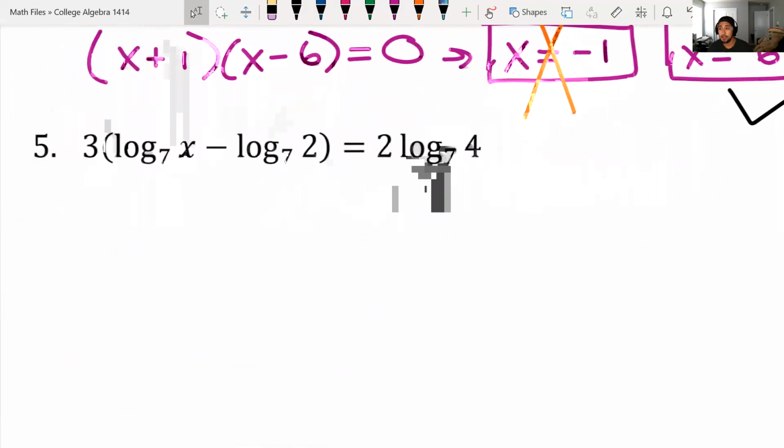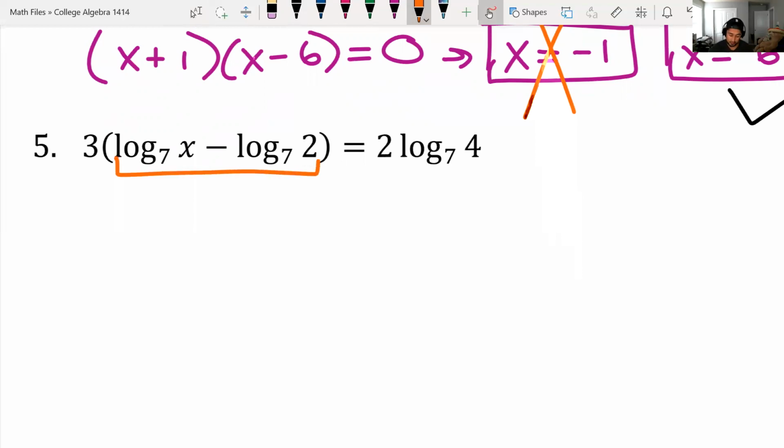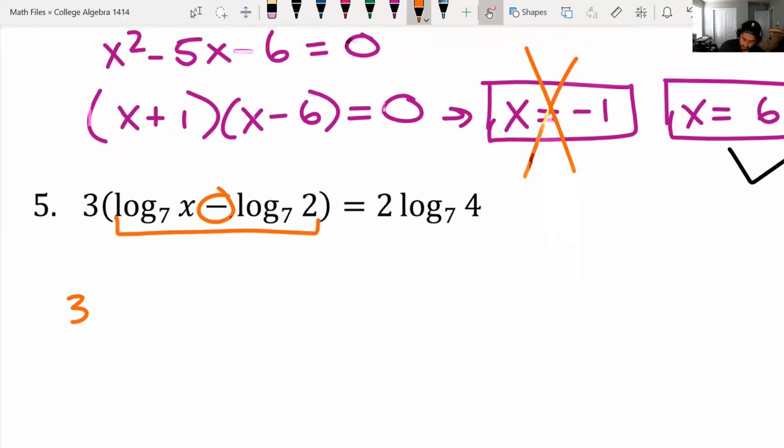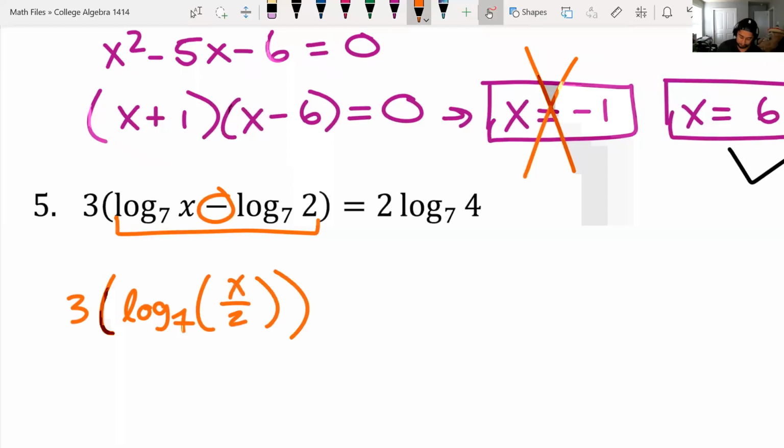All right, 3 log base 7 of x minus log base 7 of 2 equal to 2 log base 7 of 4. Once again, we need to solve for x, but we have some cleaning up to do. So first thing would be to combine these two. They're connected by subtraction. They're the same log base. So put them together into one single logarithm by using the difference to quotient. So here we'll get 3 times log base 7 of x over 2 equal to, and in the same move, this 2 can go there.